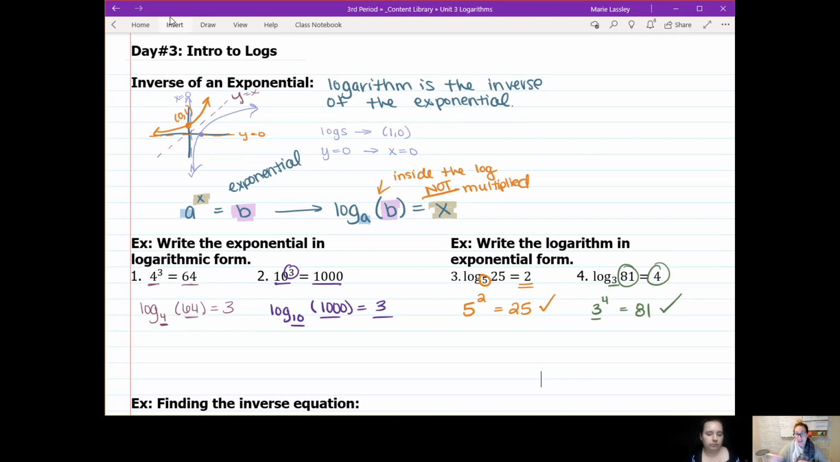Awesome. So there you go. There you have converting from log form to exponential form.